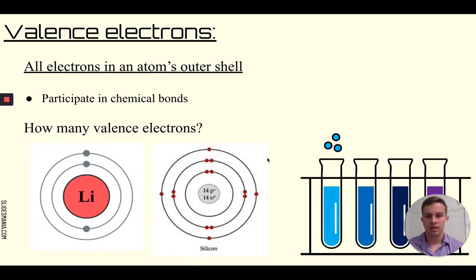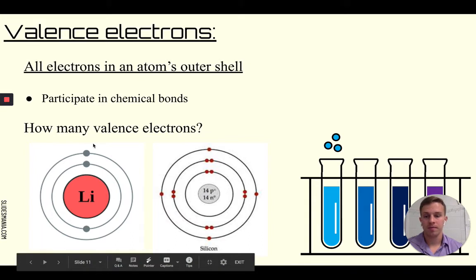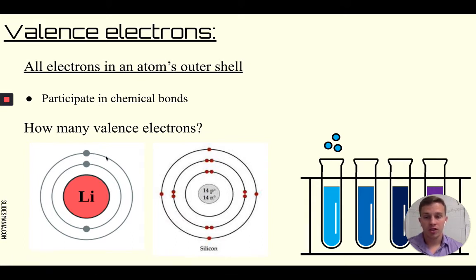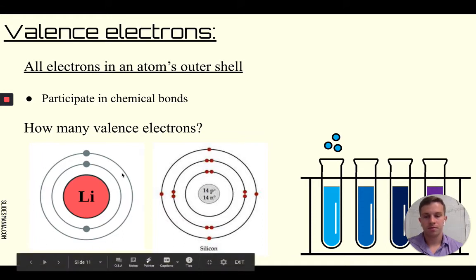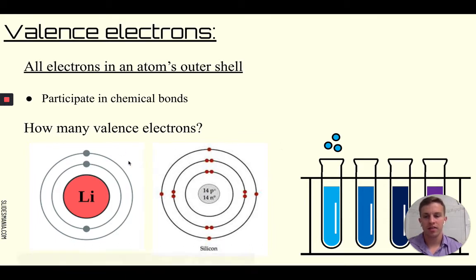So let's do a little example. Try to count how many valence electrons there are. In this first picture on the left, we see Li, which stands for lithium. Okay, and in this Bohr model, there are 2 shells. The outer shell is the second shell, and it has 1 electron in it. So to answer this question, how many valence electrons, I say lithium has 1 valence electron.